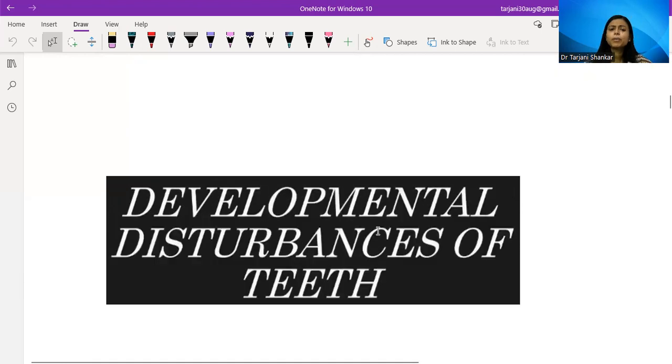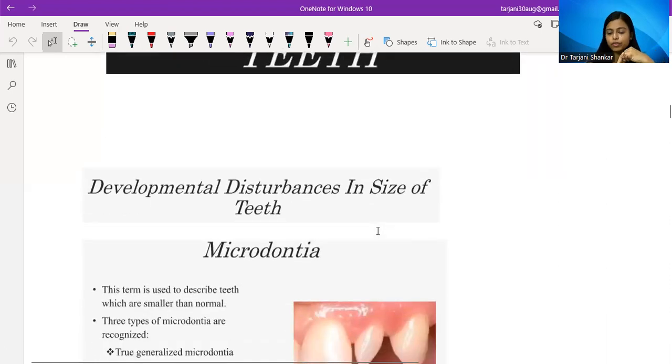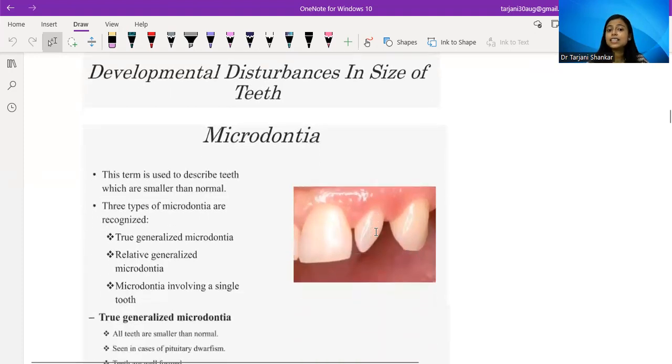Right. So when we talk about developmental disturbances in teeth, we can subdivide these disturbances into 4 types. First, developmental disturbances in the size of the teeth. Then in the shape of the teeth. Then in the number of the teeth, right? And then in the formation of the teeth. So these are the 4 types. In today's class, we'll try to complete developmental disturbances in the size and the number of the teeth, right? So first we have developmental disturbance in the size of the teeth.